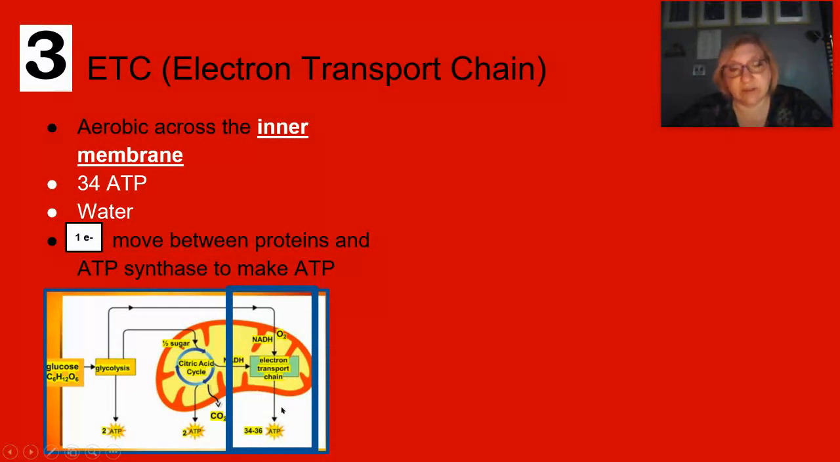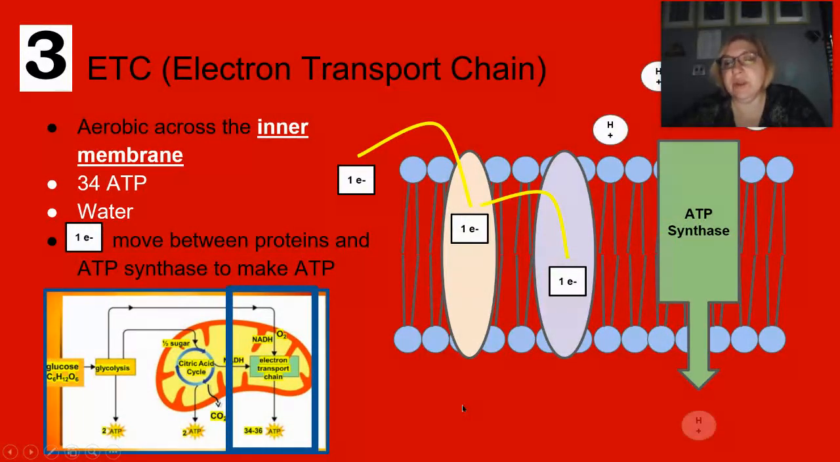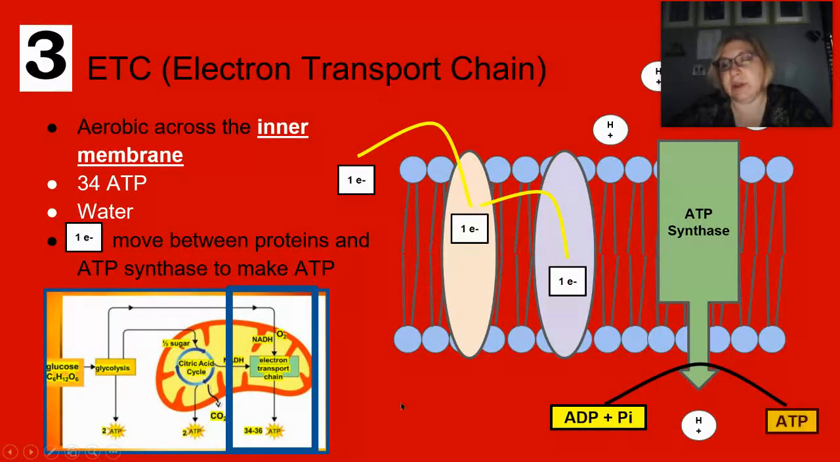That means it has oxygen. And we get 34 to 36 ATP. So that is a very important process. So here's the electron transport chain. Get those hydrogens that are grabbed by the ATP synthase, and then they're given off along with adenosine diphosphate and an inorganic phosphate. That's what Pi stands for, and ATP.